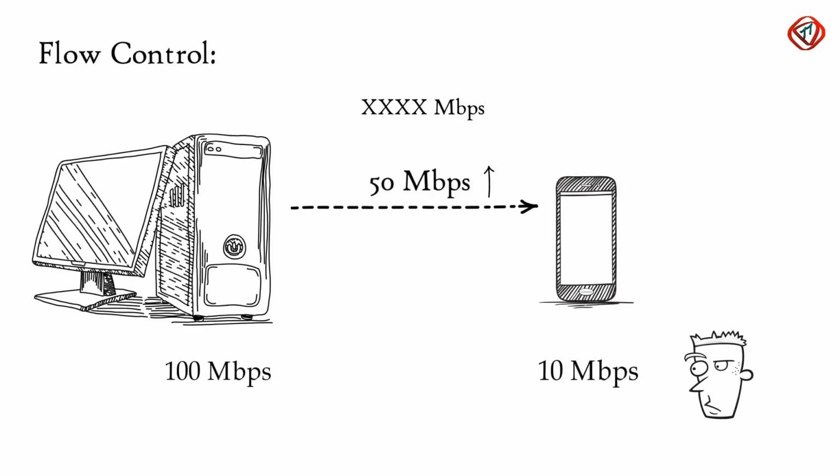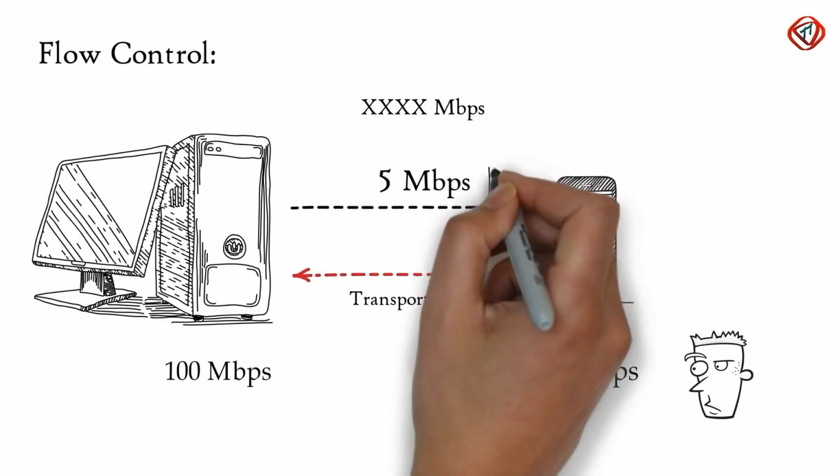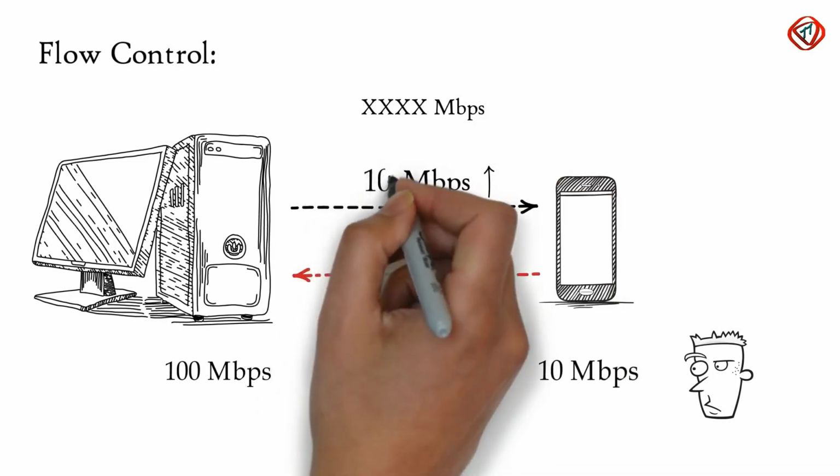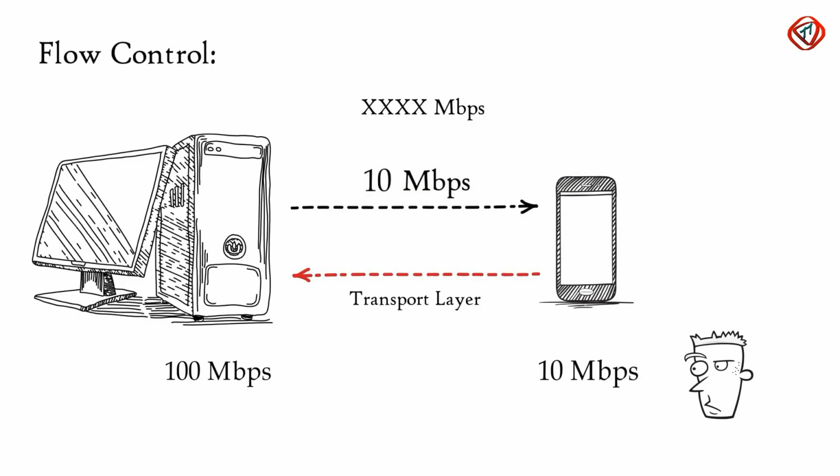So the mobile phone, with the help of transport layer, can tell the server to slow down the data transmission rate up to 10 Mbps so that no data gets lost. Similarly, if the server is sending data at 5 Mbps, the mobile phone tells the server to increase the data transmission rate to 10 Mbps to maintain system performance.